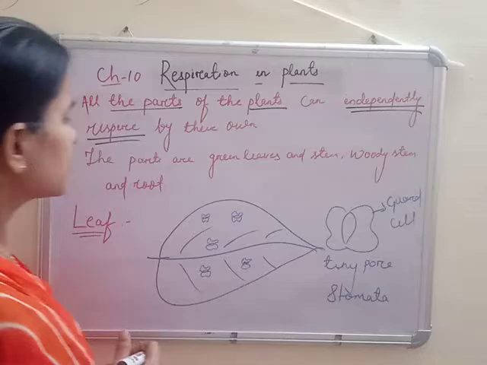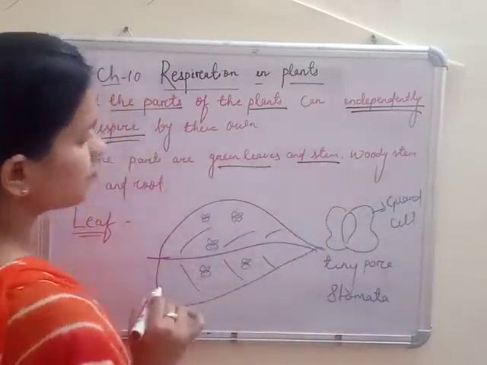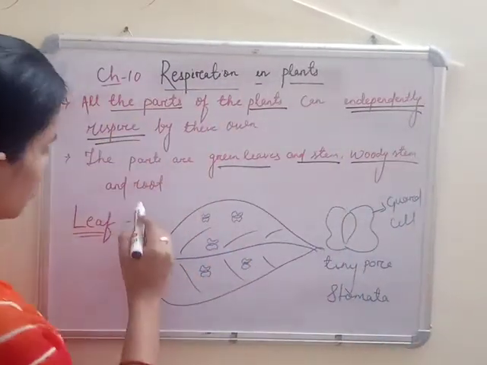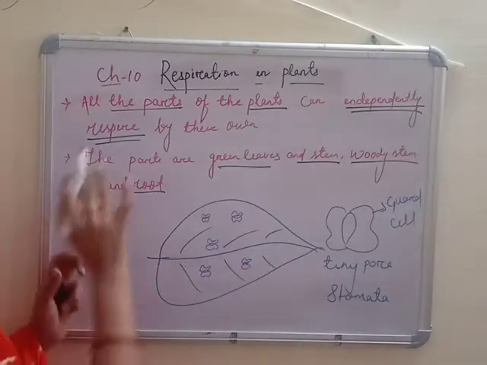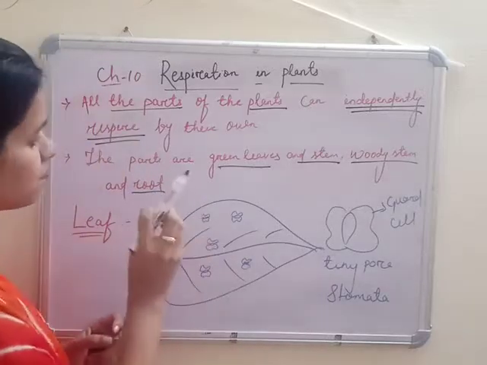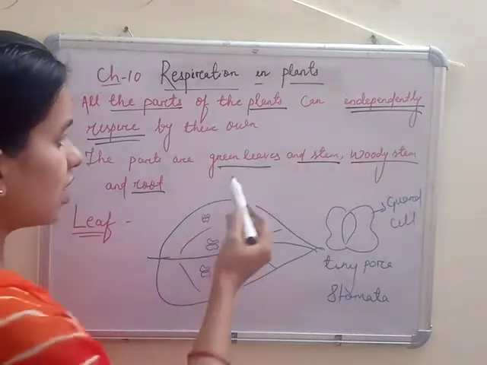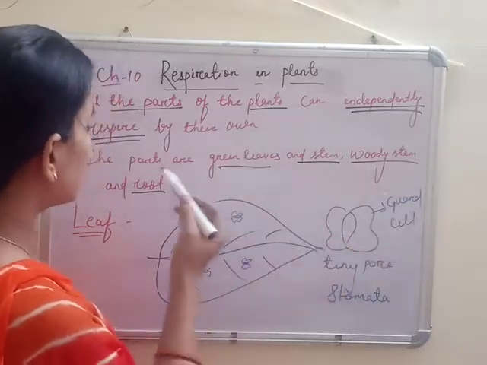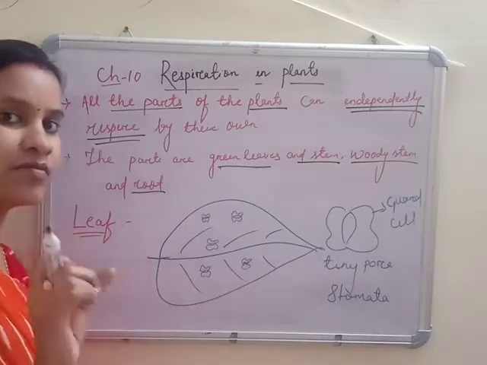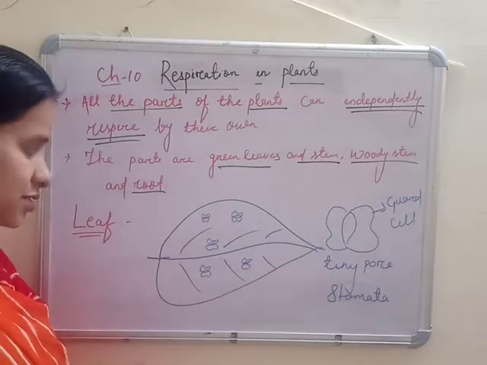Let's see what the parts are. The parts are green leaves and green stem, the woody stem, which is most of the stem, the trunk, and the root. As they have different colors and different structures, they have different parts by which they respire. So the green leaves, woody stem and roots respire independently, which means they must have different parts or cells by which they are respiring. Let's see what those are.